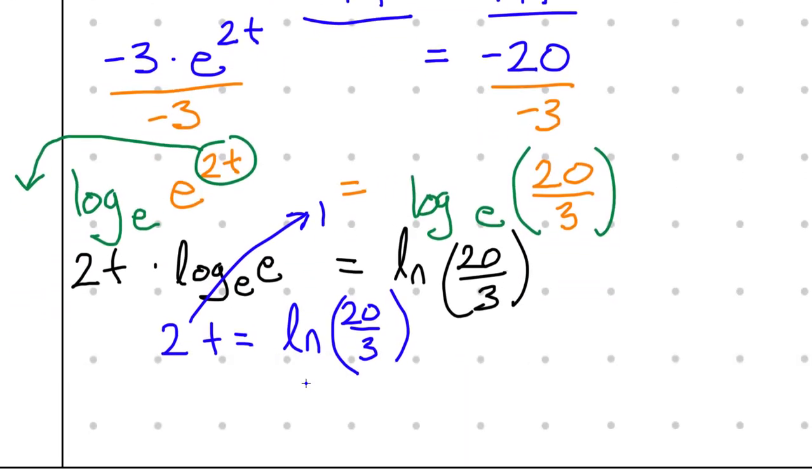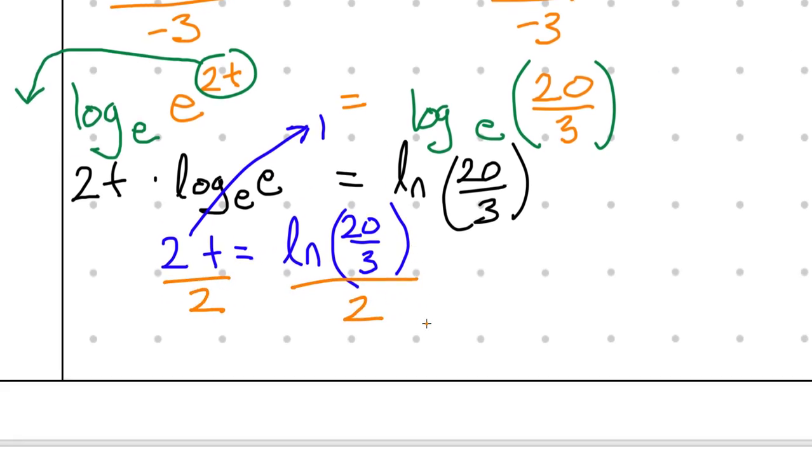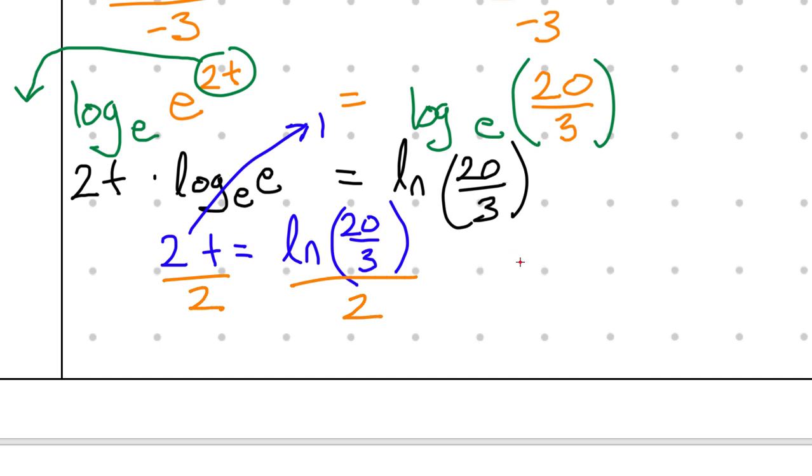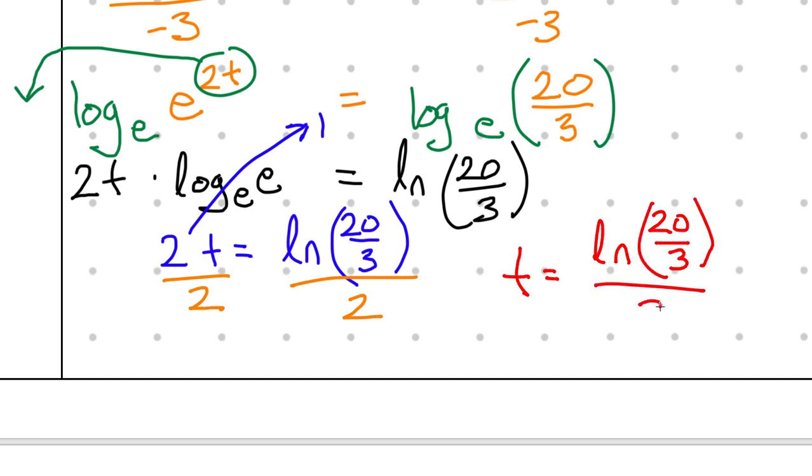All right, so what is our final step? Easy peasy lemon squeezy step. India? Then divide both sides by 2. Yep, divide both sides by 2 to isolate the t. And we get t is equal to natural log of 20/3. And then after I take the natural log, I divide by 2. I'll let you copy that down, and then I will punch that into the calculator.